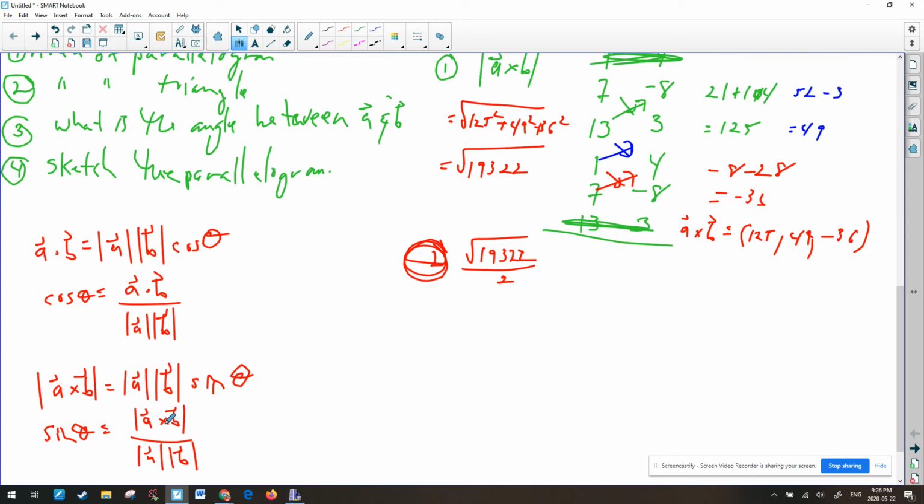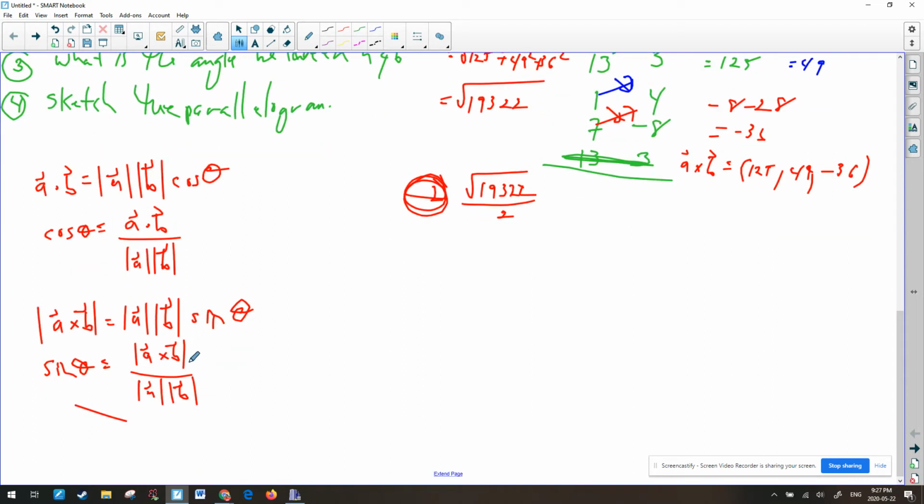However, cross product is substantially more involved than dot product. So this is why we would normally use this piece here and less favorably use this. But in this circumstance, certainly because we've already got the magnitude of A crossed with B, it's going to be actually easier to do that. So we would say the sine of theta is equal to the magnitude, well, that is the root of 19,322 divided by the magnitude of A.